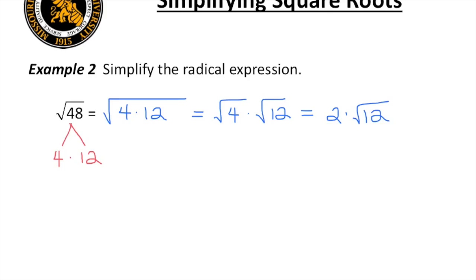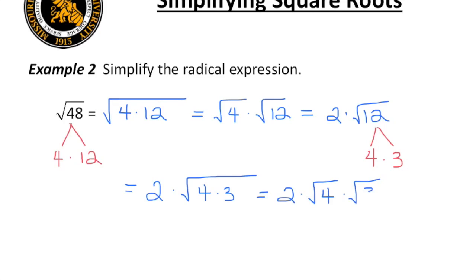However, we're not finished because 12 has a perfect square that divides into it. Again, 4 divides into 12. 4 times 3 will give us that 12. So this means, rewriting our 2 on the outside, we can rewrite the square root of 12 as the square root of 4 times 3. Or 2, leaving the 2 on the outside, times the square root of 4 times the square root of 3, two separate square roots. Simplifying our square root of 4 will end up giving us 2 times 2 times the square root of 3. Or, multiplying our numbers on the outside of the square root, we get 4 times the square root of 3.